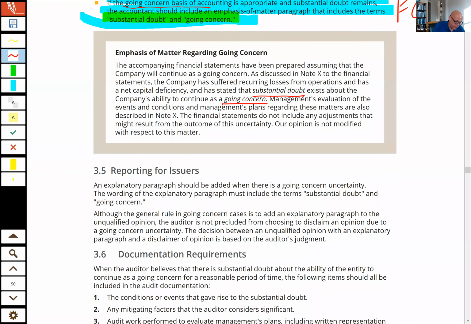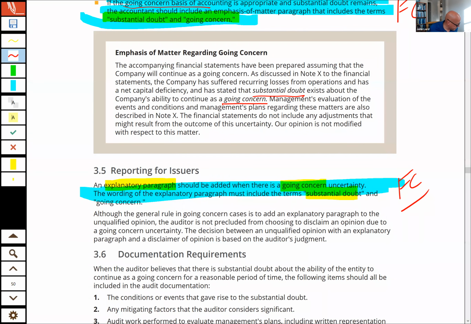going concern. For issuers, it's an explanatory paragraph, but notice still going concern and what? Substantial doubt are words they have to show. They have to be included in the explanatory paragraph.